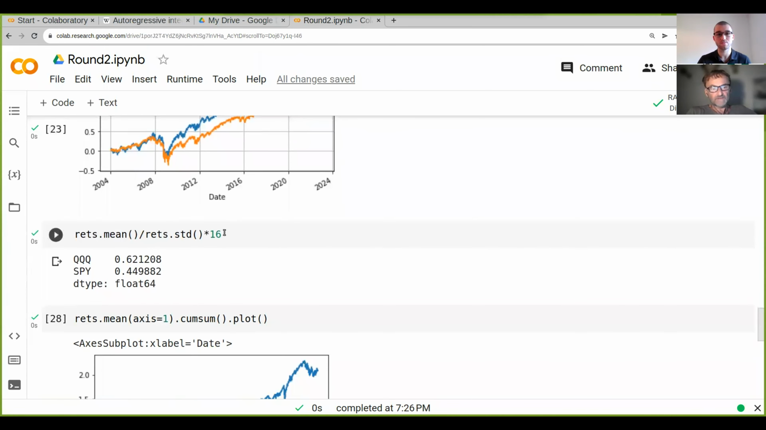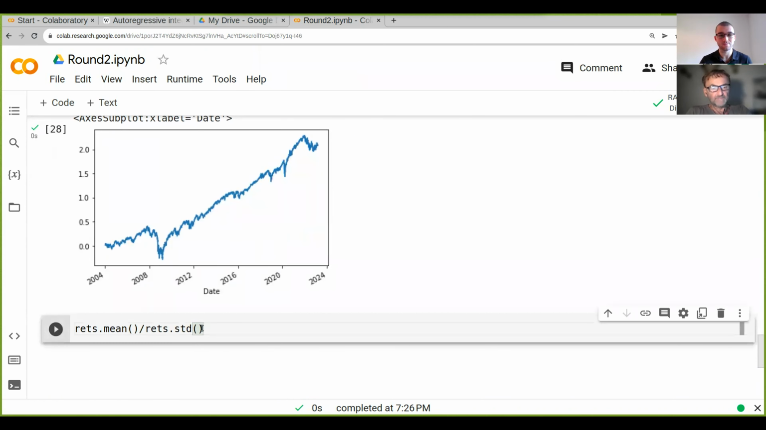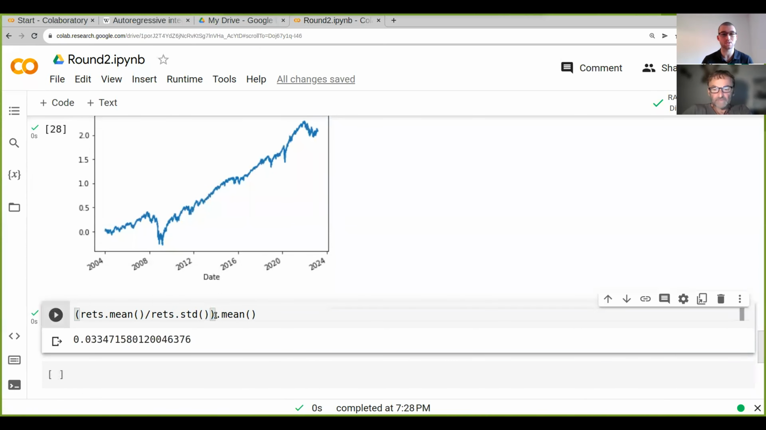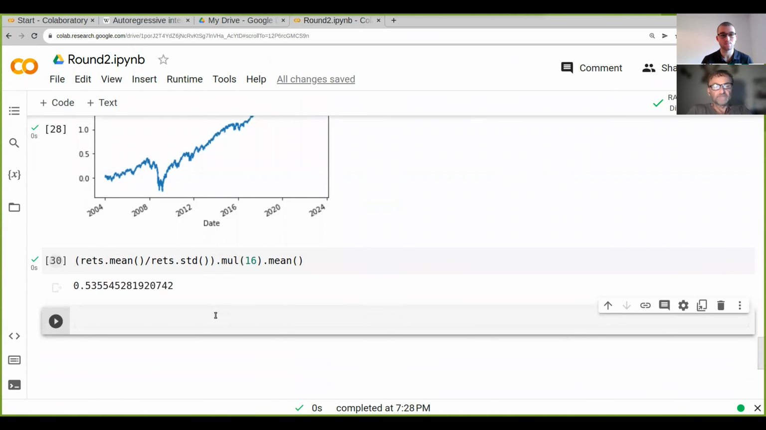then the Sharpe ratio would actually be much better. Okay, let's do this. Let's just add them up or just average them. And you will see it's not perfectly the same. Sorry, times 16. See, it's 0.53. So the reason for that is when you actually average them across the column, it's not the same as just taking the average of the two.